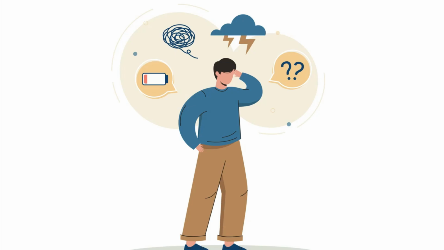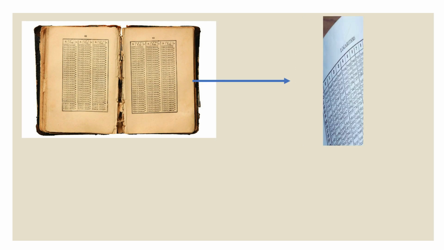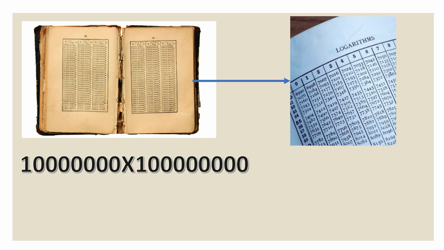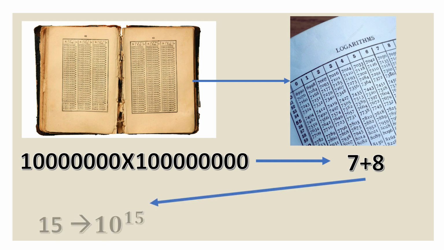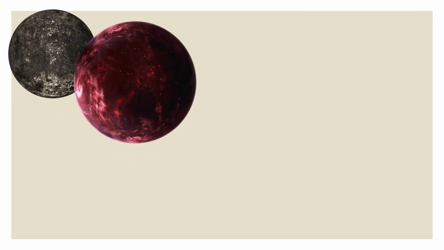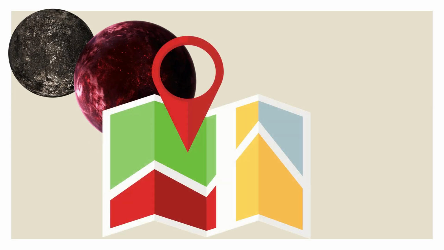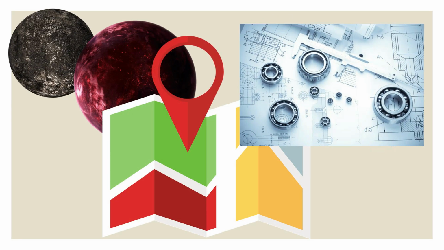These long and tedious calculations were simplified using Napier's log tables. Mathematicians converted multiplication and division into simpler addition and subtraction. They could easily multiply large numbers by converting them to logs, adding the logs, and then converting back. This method was particularly useful in astronomy, navigation, and engineering, where precise and complex calculations were essential.